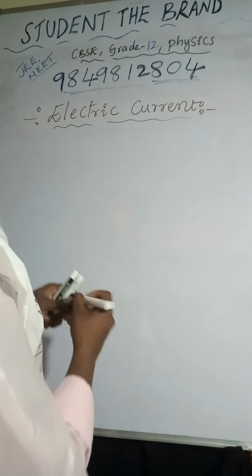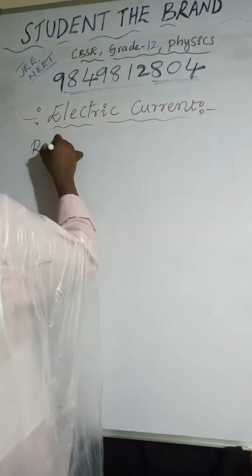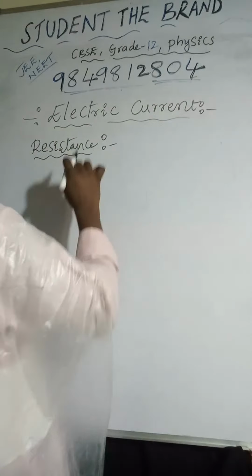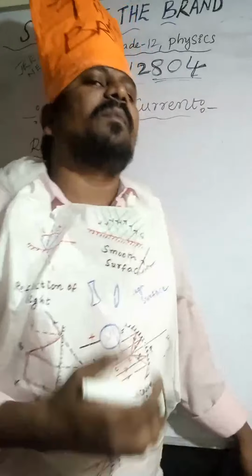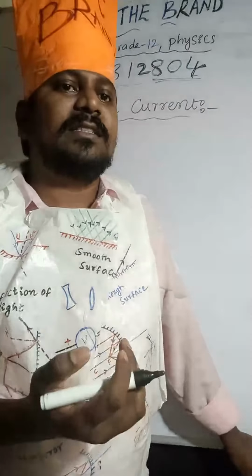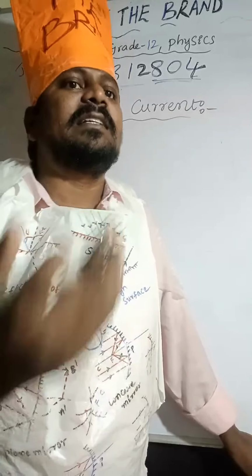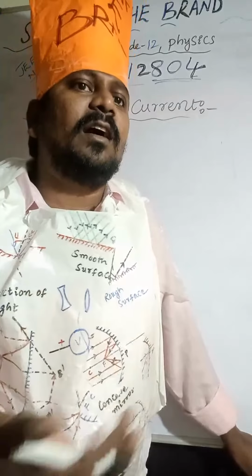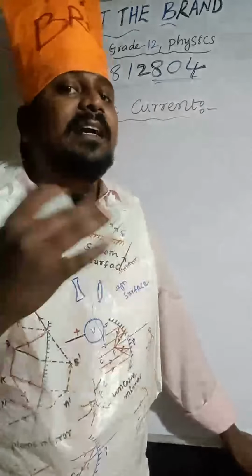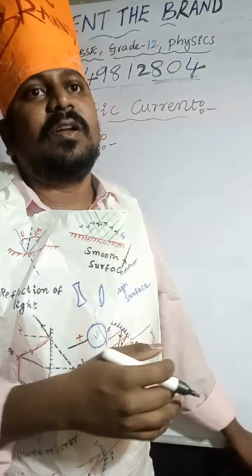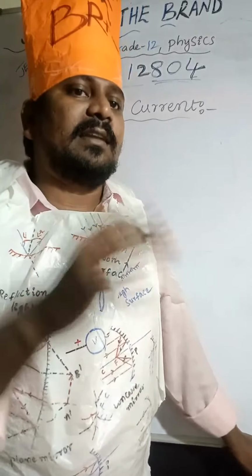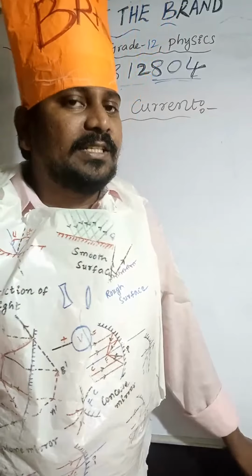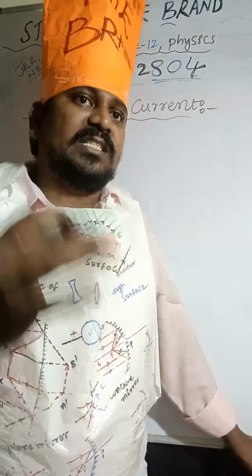So resistance and resistivity. Resistance is the phenomenon of opposing the electric current. Resistance is not a device. Resistor is a device. Resistance is the phenomenon of opposing the electric current. Resistor is the device which is used to oppose the electric current in the circuit. SI unit of resistance is ohm.